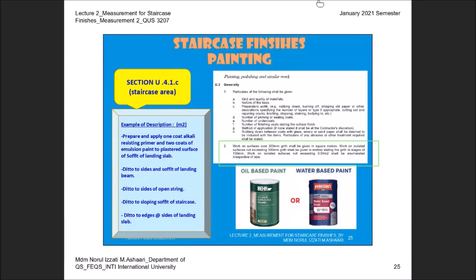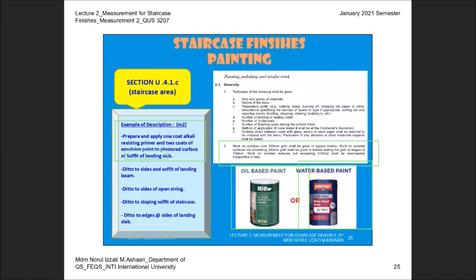This is also to recap: oil-based paint, water-based paint. Water-based paint is normally for the plastering internally. Oil-based paint is normally for wood. Okay, look at the example: prepare and apply 1 coat of alkali resisting primer, 2 coats of emulsion paint, to the plastered surface of soffit of landing slab.